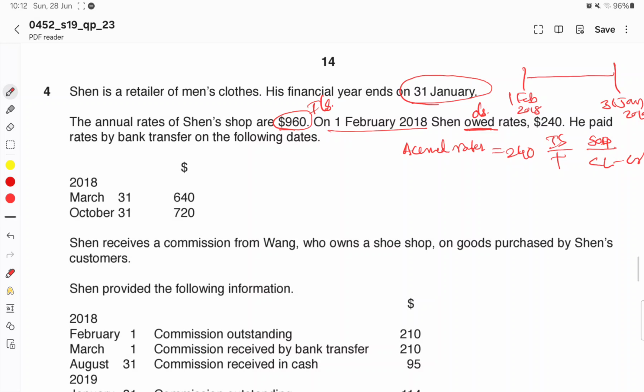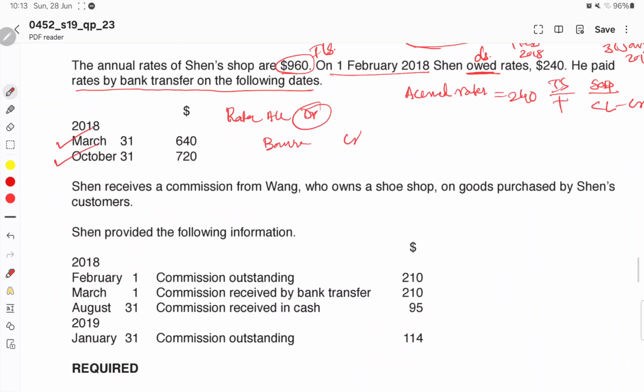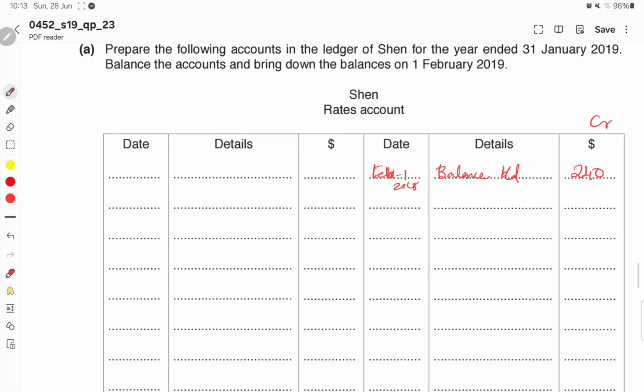during the year he paid rates by bank transfer on the following dates. During the year he paid these rates. So what is the double entry? We paid, so the rates account will be debited and the bank account will be credited. So this amount of rates is debited, meaning the debit side of the rates account, isn't it? This side is called the debit side. Rates is an expense account, this side will be plus, this side will be minus.